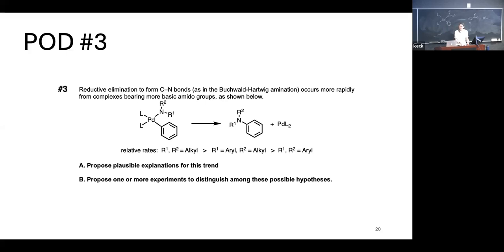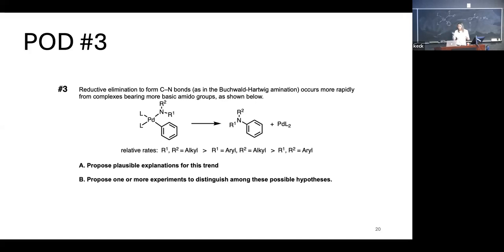Look at the question. The question is, possible explanation for the trend of dialkylamines being faster in reductive elimination than aryl alkyl, which is again faster than diaryl. I would just go with the same explanation that was already stated, that it's more basic, so it's easier to protect it.